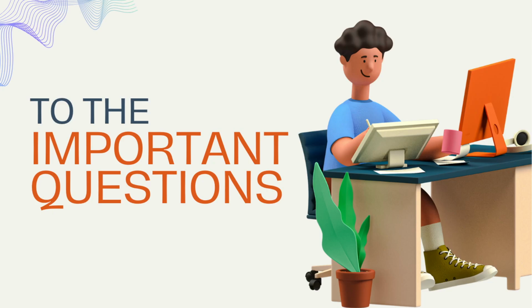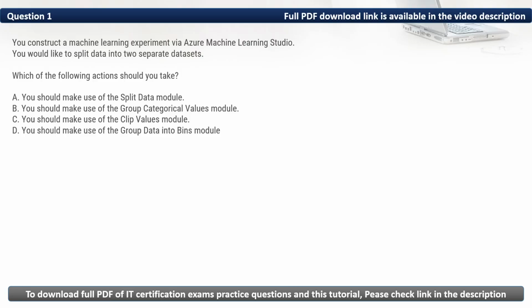To the important questions. Question 1. You construct a machine learning experiment via Azure Machine Learning Studio. You would like to split data into two separate datasets. Which of the following actions should you take? Firstly, let's eliminate the incorrect options.